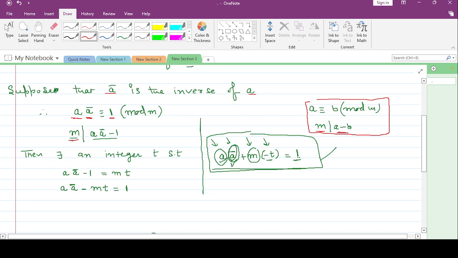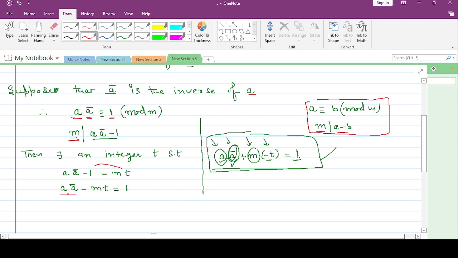Next I use the divisibility rule, that if m divides a times a bar minus 1, then we can find one integer t such that a times a bar minus 1 is equal to m times t. So what you do, you bring this term to this side, so it is a times a bar minus m times t equal to 1.